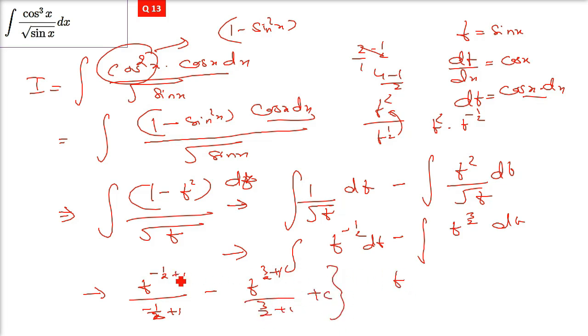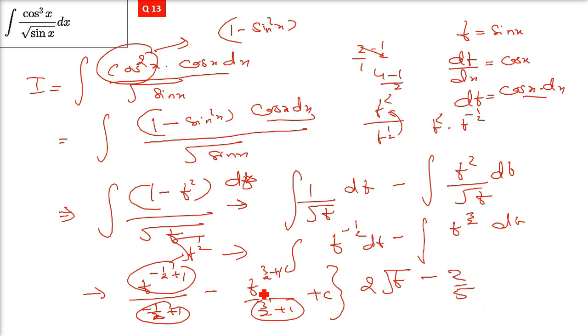So t raised 1 minus half is half only. So t raised half, it is under root t. In the denominator, 1 minus half is half only. So it goes up and forms a 2 in front of under root t. So 2 under root t is the solution for the first term. How about the second term? 3 by 2 plus 1 is 5 by 2. It goes up, it will form 2 by 5. Then we have sin x to the power of 5 by 2 plus constant of integration.